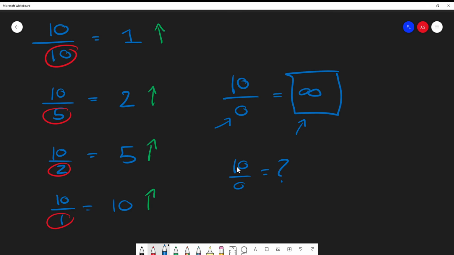And that's why whenever we're evaluating an equation or an expression, we have to make sure that we don't end up with 0 as our denominator.